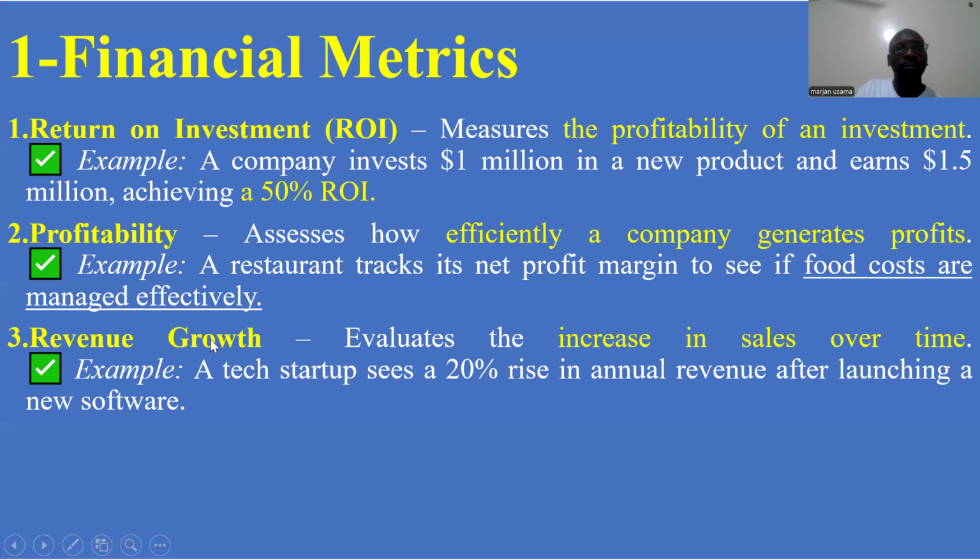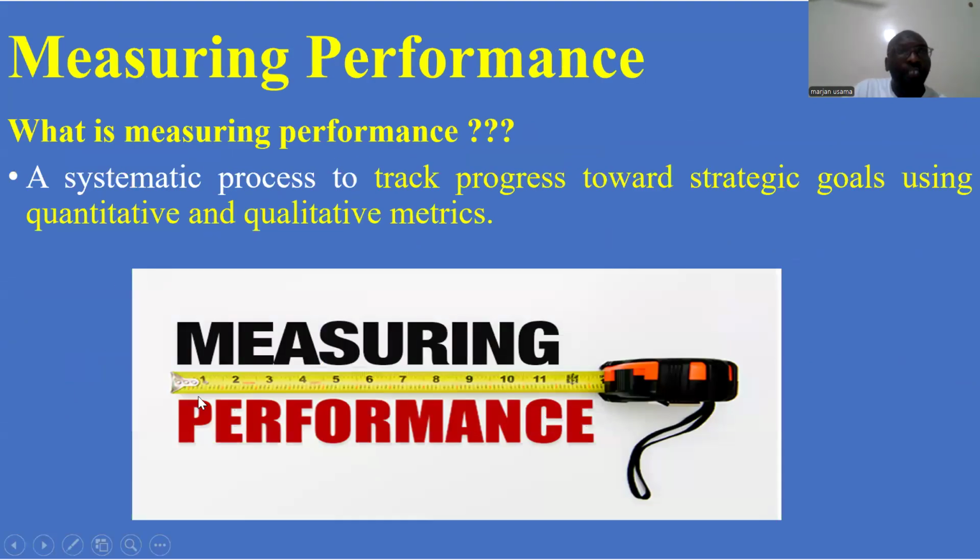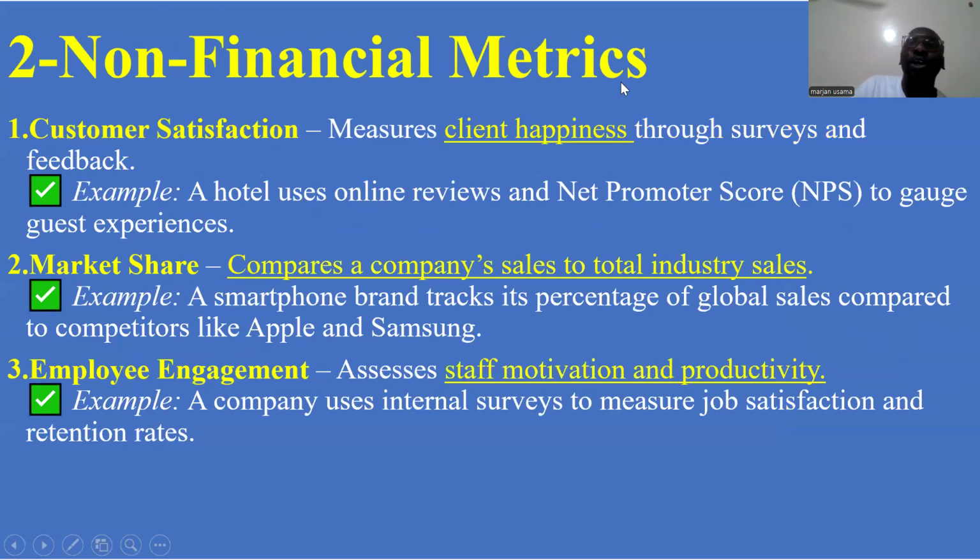Then revenue growth, sales, evaluates the increase in sales over time. For example, during Ramadan, your sales can increase by 20%, 30%, because many people were buying a lot, in Eid. During Eid, you can easily say, my sales increased by 20%, or my sales decreased. These are the financial metrics. This is what is known as quantitative.